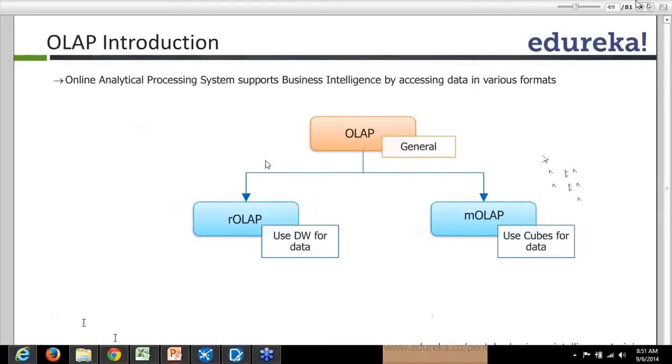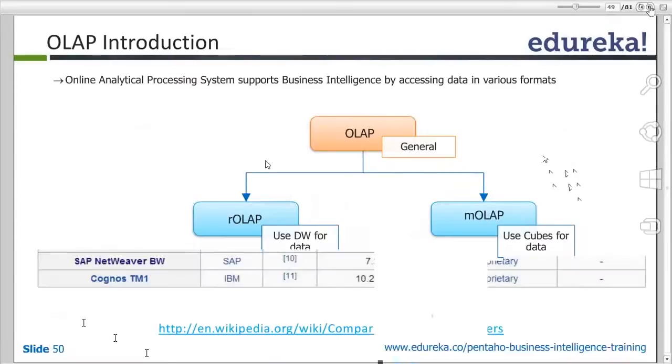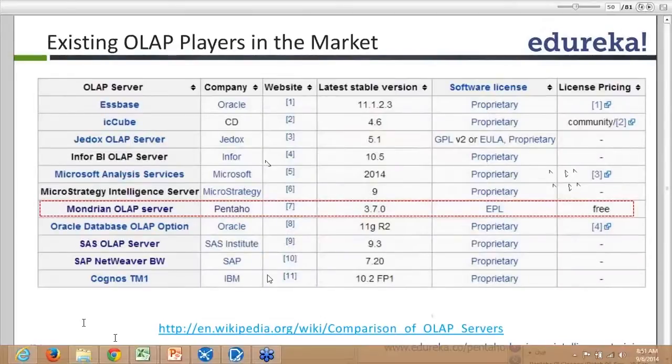I was just explaining this OLAP concept, the cube. I think I was explaining about this ROLAP thing. It is about the relational OLAP. You basically have your metadata in your cube, and you actually extract it from the relational database. And MOLAP is your memory OLAP. You use cubes for data, so you have your data stored in cubes.